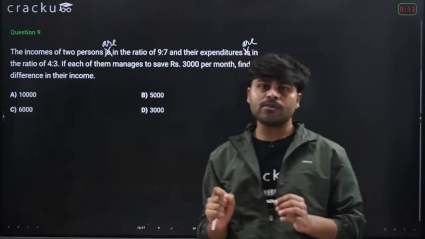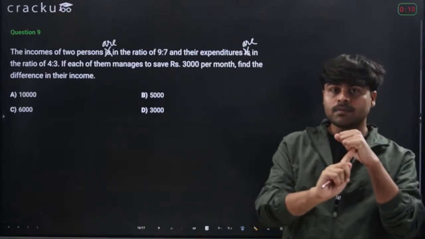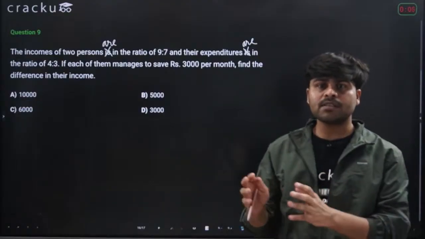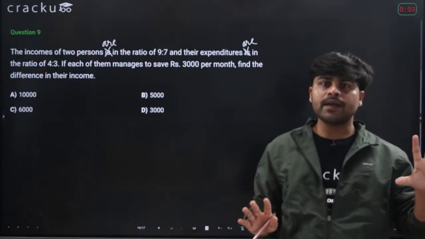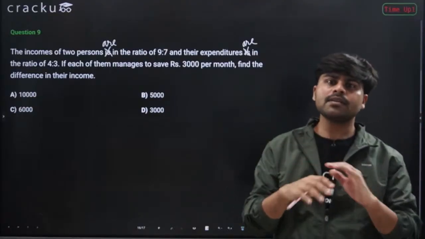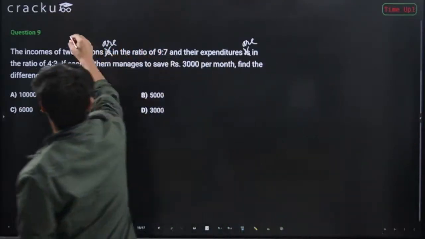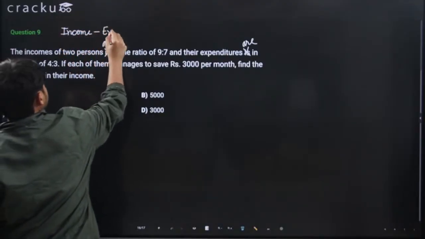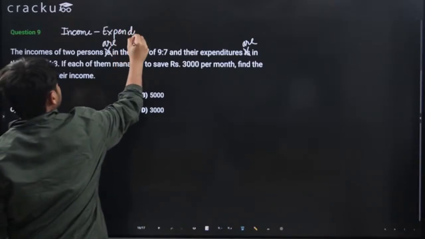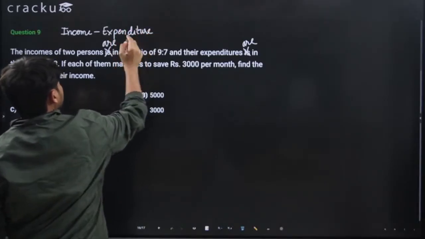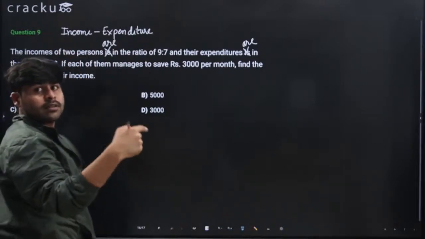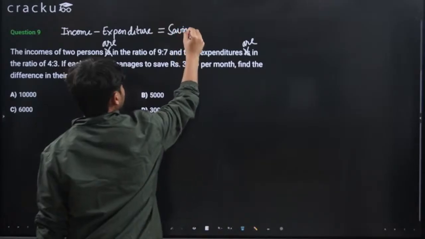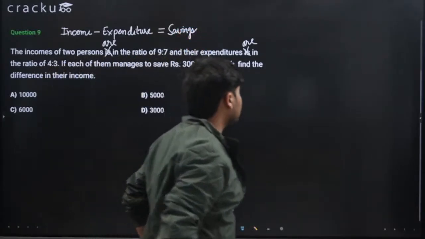The core concept that you need to understand is that income is equal to expenditure plus savings. There is some part that we spend, and some part that we save. The part that we spend plus the part that we save, when we add them together, is our income. So income minus expenditure: the part we spend, when it is subtracted from our total income, gives us our savings. This is the core formula that we need to use.